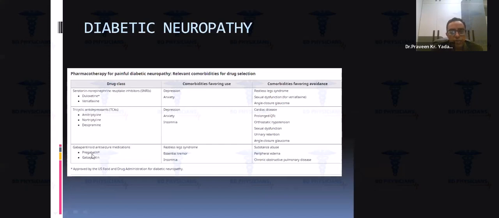Then pregabalin and gabapentin I've already mentioned. If there is restless leg syndrome, insomnia, or tremors, this may be a good drug. But if there is edema or COPD, you should try to avoid this medication because it may aggravate the edema and the COPD. Again, if there is renal failure, pregabalin and gabapentin may worsen the tremors, may create myoclonus, can worsen the renal parameters, and may cause encephalopathy. So be very careful whenever you are using these drugs, especially in CKD patients, because these drugs are renally excreted.